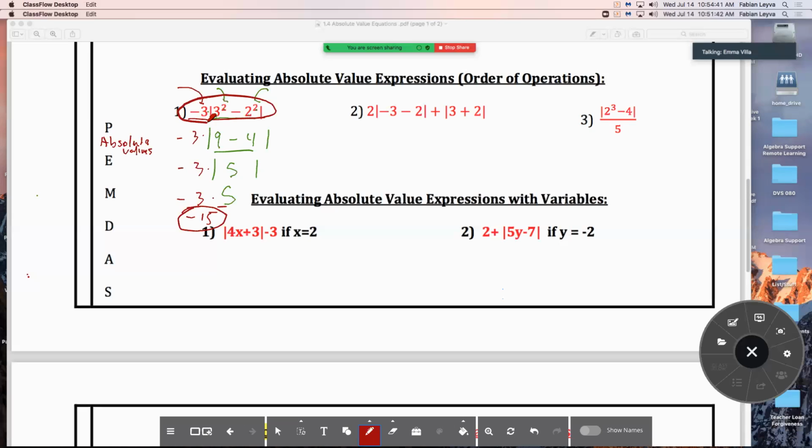All right, so any questions on that one before I ask you to do number 2 and 3? If you're feeling confident, go ahead and do number 1 at the bottom with variables. Is there anything I can answer for number 1 or clarify?